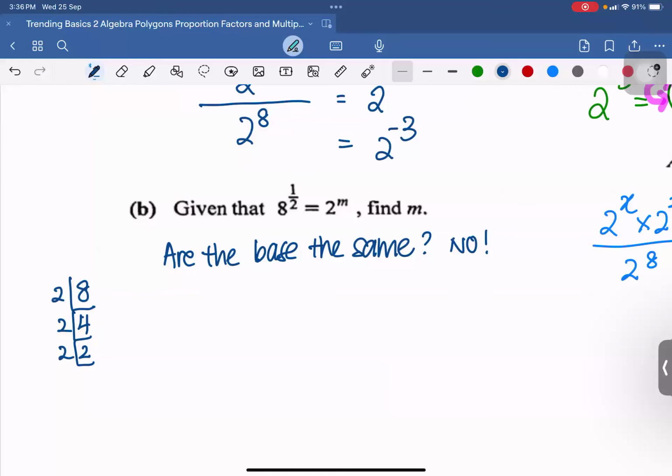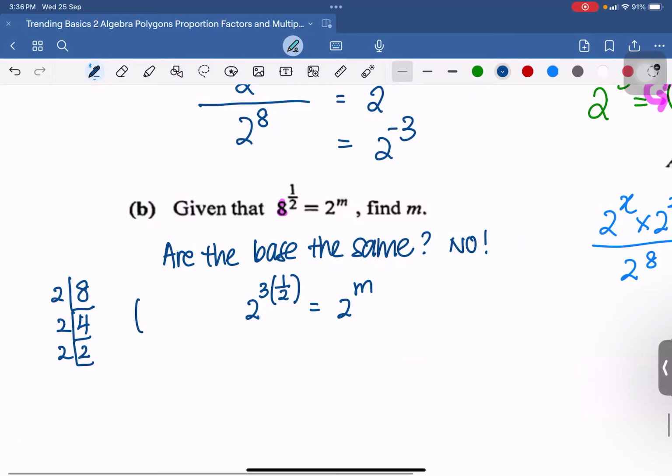So 8 now becomes 2 to the power of 3. Outside, I still have a power, half, equals to 2 to the power m. And this power half, I need multiplication. Bracket means power multiply. So in this case, this is the power of 3 times half.